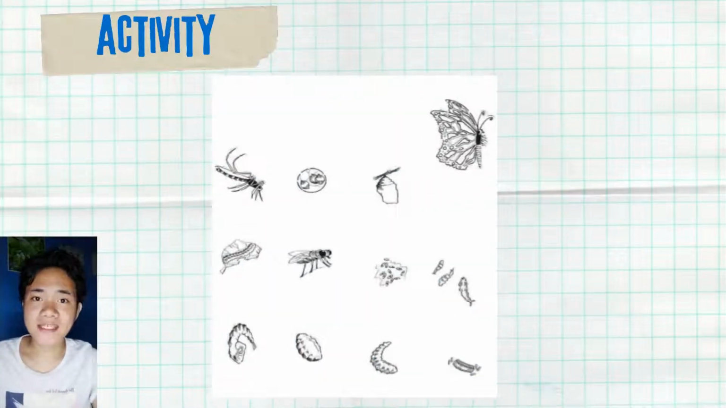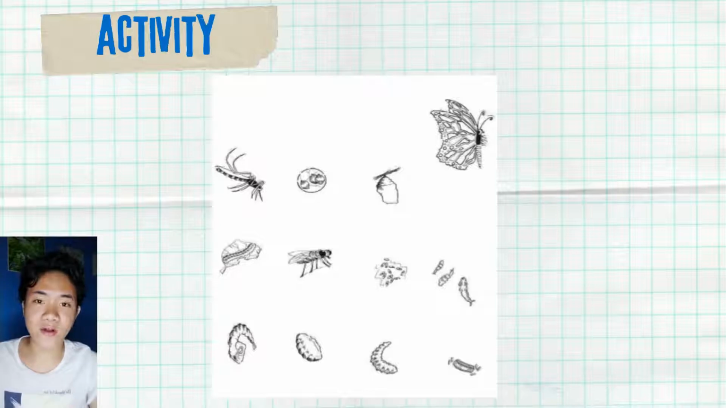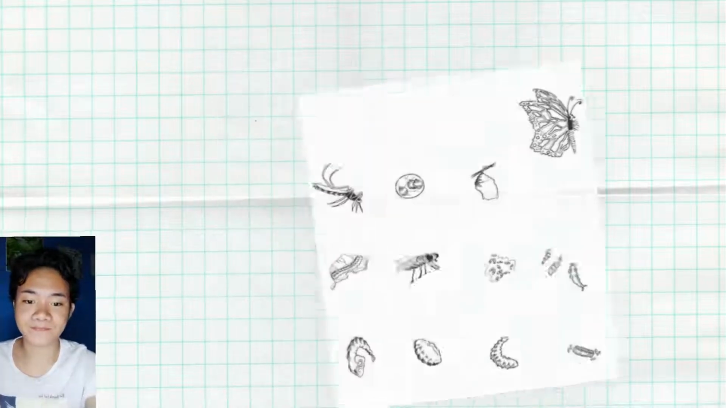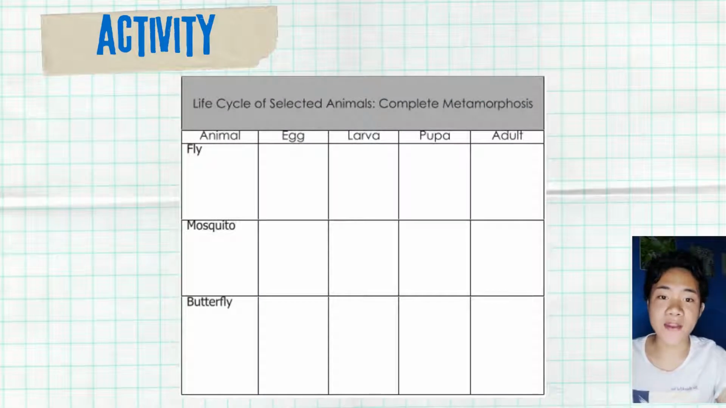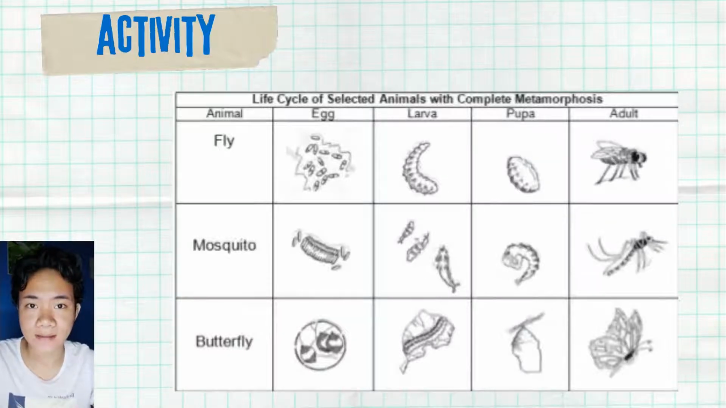So these are the mixed pictures of the stages of development of the following animals. First thing to do is to cut the following pictures. Second is to arrange the cutouts showing the correct stages of development. After arranging the cutouts, you have to paste the cutouts in the data table. So these are the life cycles of selected animals with complete metamorphosis.